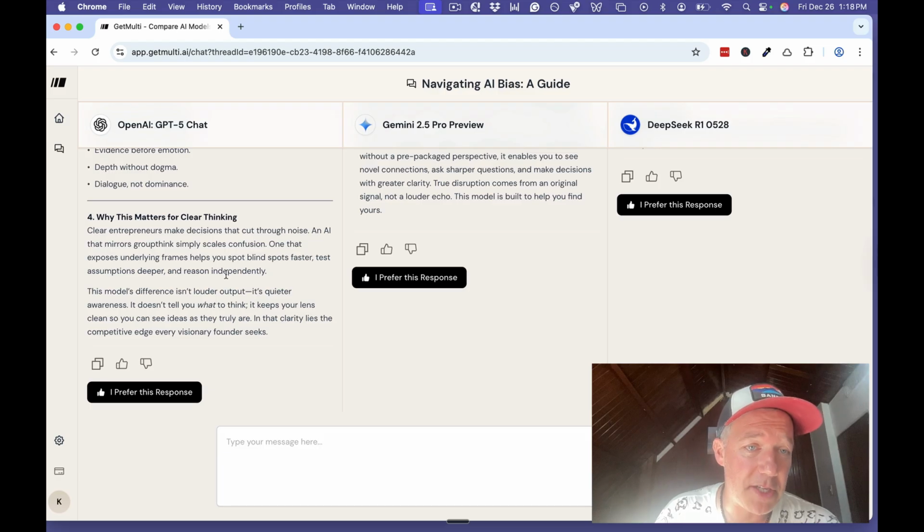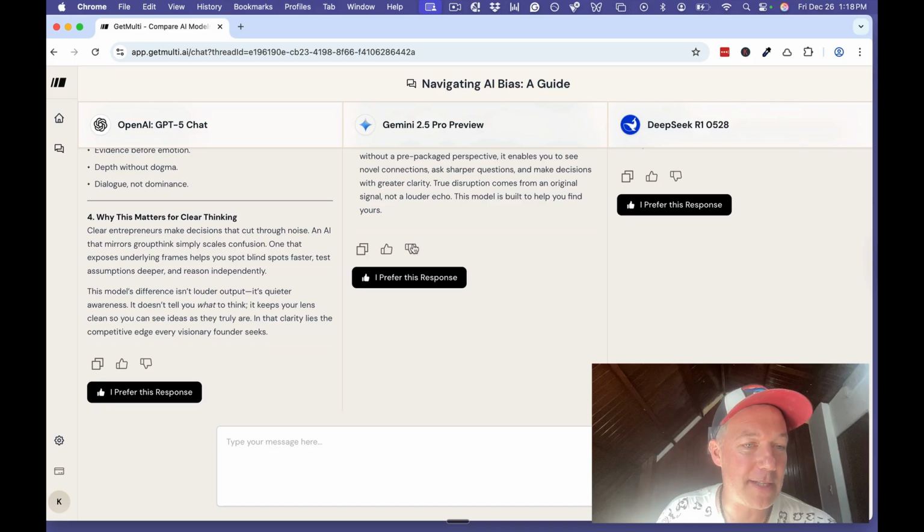So why this matters for clear thinking. Clear entrepreneurs make decisions that cut through noise. An AI that mirrors groupthink simply scales confusion. One that exposes underlying frames helps you spot blind spots faster, test assumptions deeper, and reason independently. This model's difference isn't louder output, it's quieter awareness. Wow. It doesn't tell you what to think, it keeps your lens clear so you can see the ideas for what they truly are.